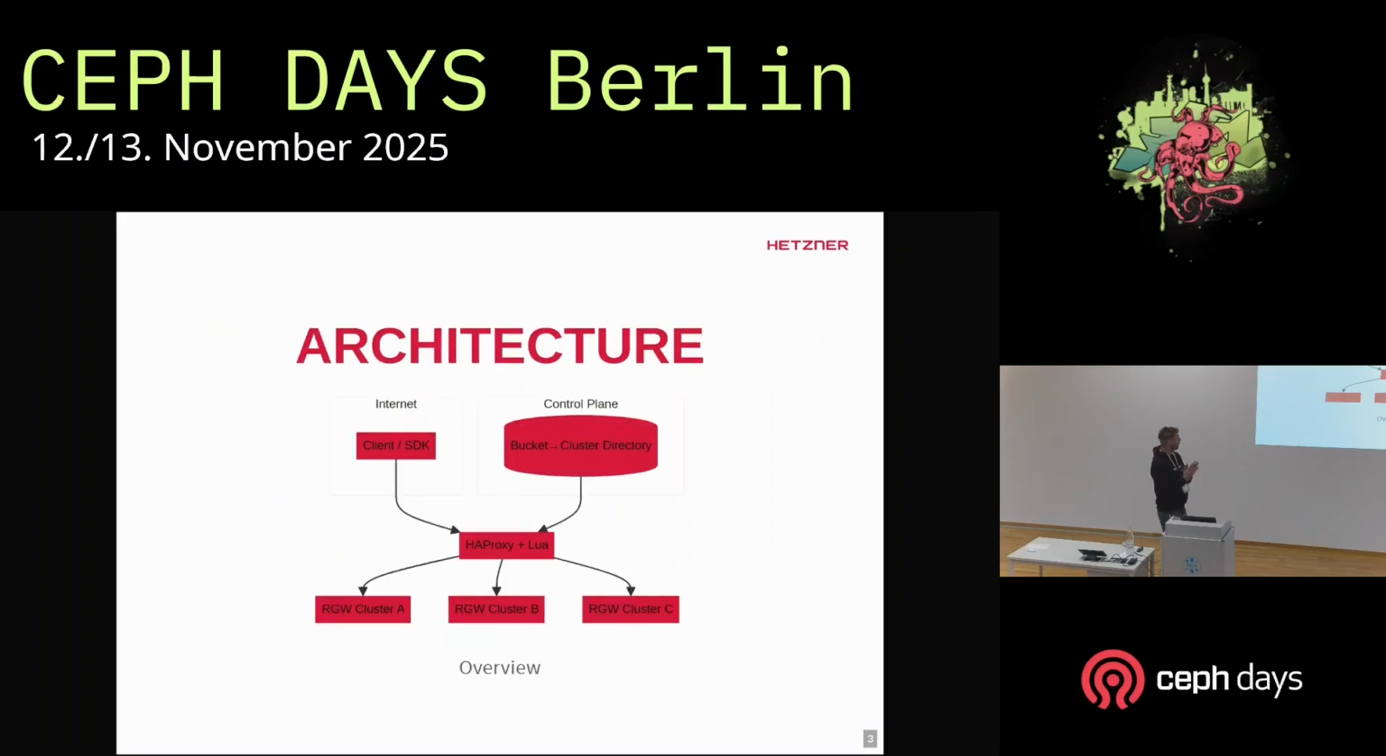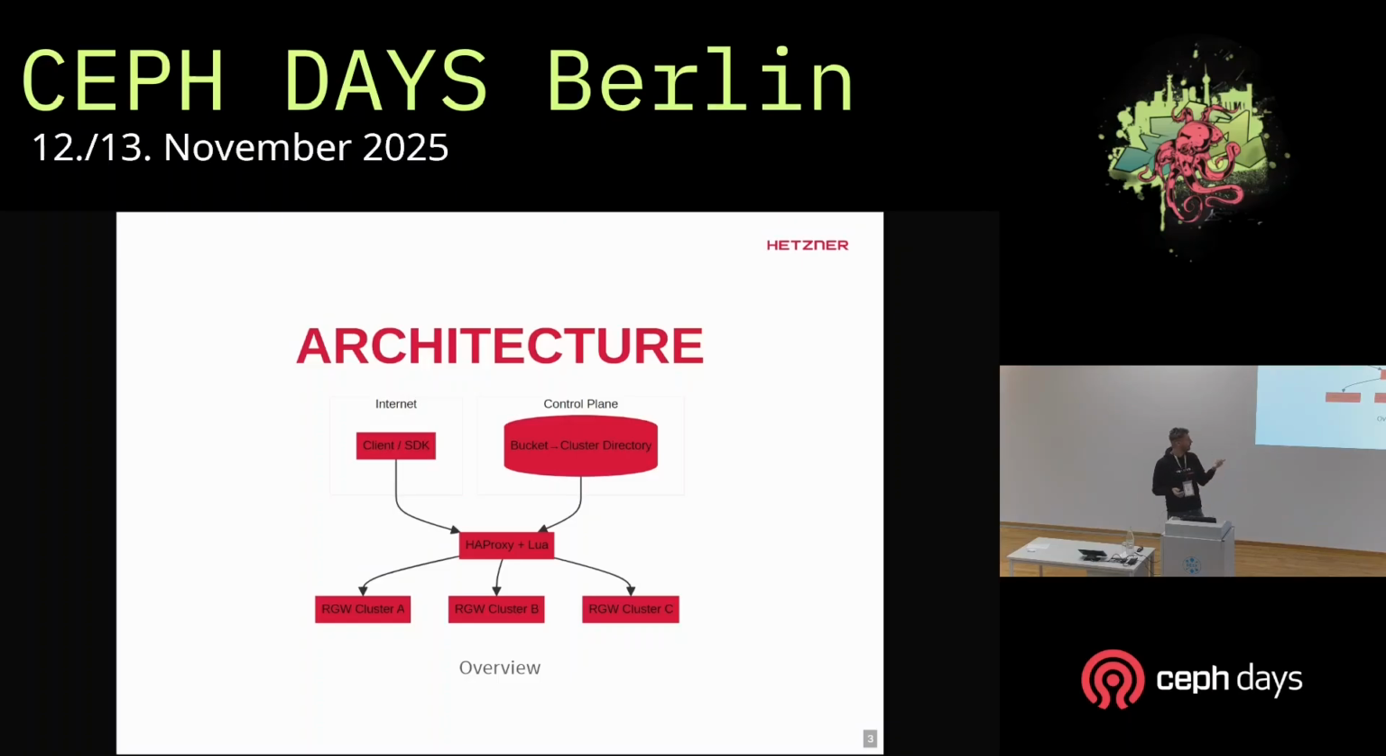So really quick, a 10,000 feet high-level view of the infrastructure we built. We have the internet, where our clients usually use their S3 clients to access our S3 product. And we have created a control plane where we have all the buckets that the customers have created, and we store information there on which Ceph cluster these buckets live in.